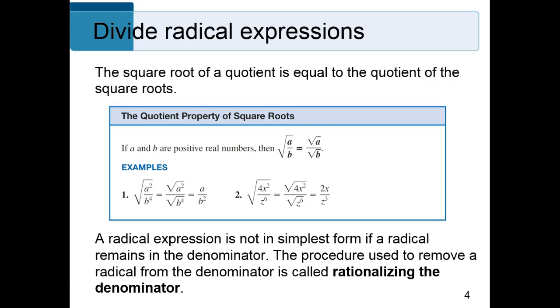Now let me give you another rule. They say a radical expression is not in simplest form if a radical remains in the denominator. Neither is it in simplest form if a denominator is inside the radical. So I like to say it two ways. A radical expression is not in simplest form if a radical remains in the denominator or if a denominator remains inside a radical. Keep moving until you get rid of both of those.